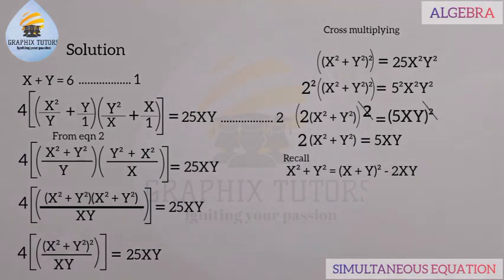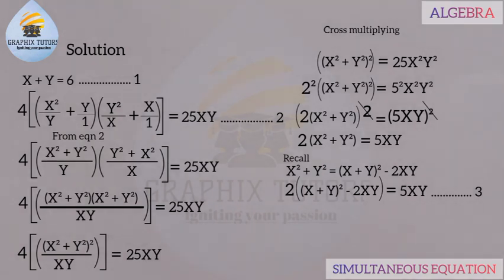Now you write it: anywhere you see x squared plus y squared, you're going to put x plus y all squared minus 2xy. So when I put that, I'll be having 2 open bracket x plus y all squared minus 2xy, you close the bracket, equals to 5xy. Now I can stop here or I can expand, but since I have the lowest form of x and y, I will term that my equation 3.